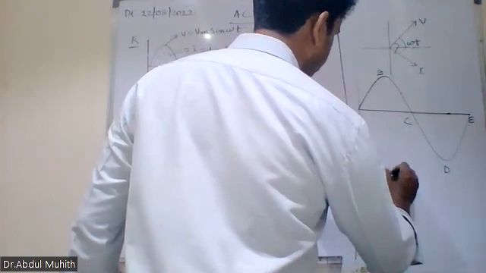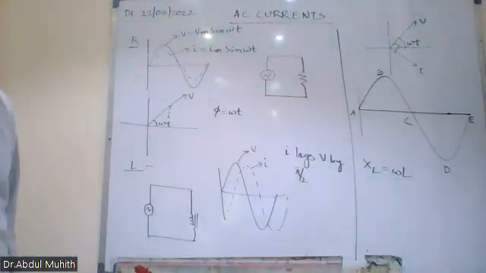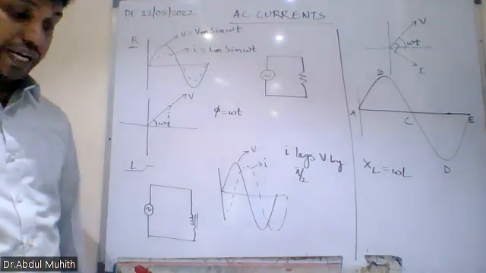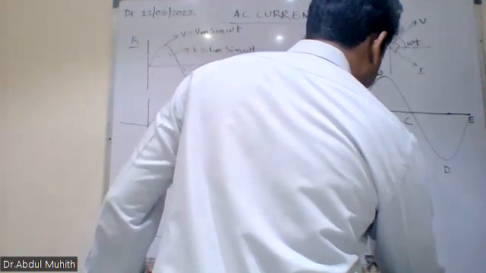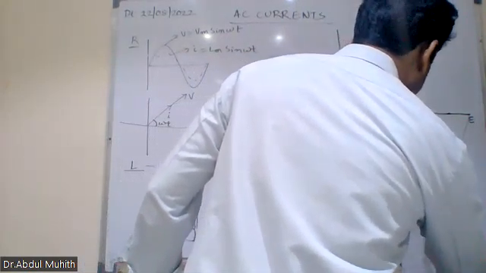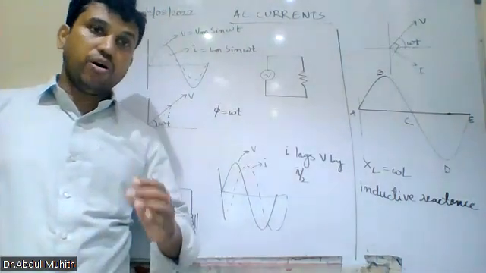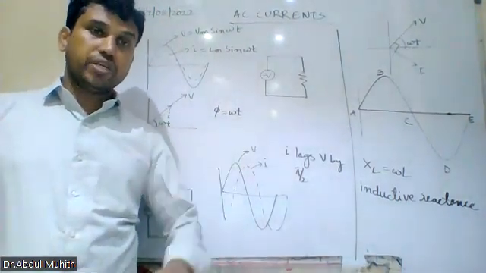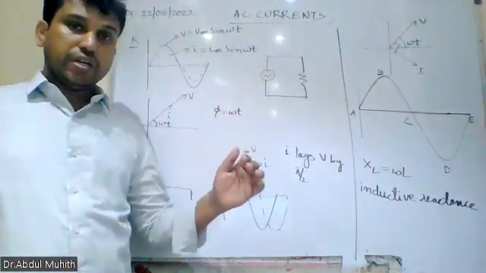XL is equal to what? Omega into L. What is XL? XL is the inductive reactance. What is reactance? As I told you previously, we can add or subtract only similar physical quantities. Understood? So XL is equal to omega L.